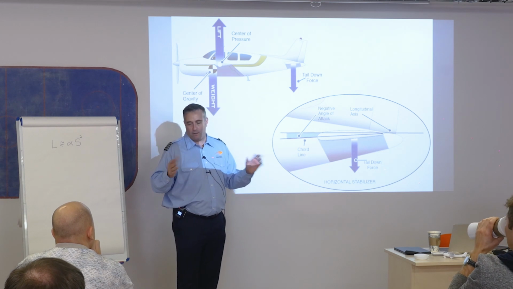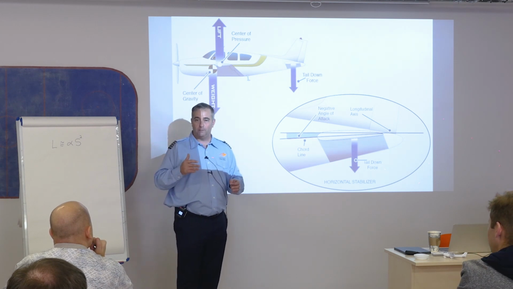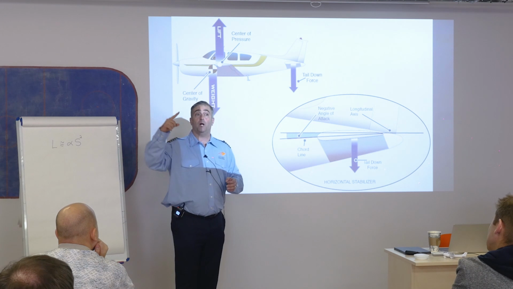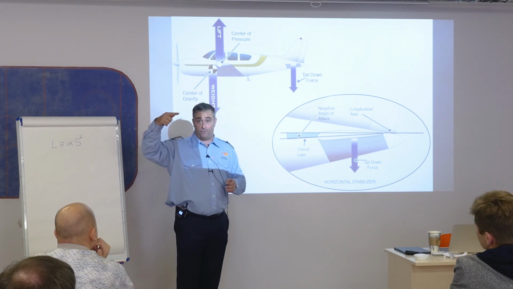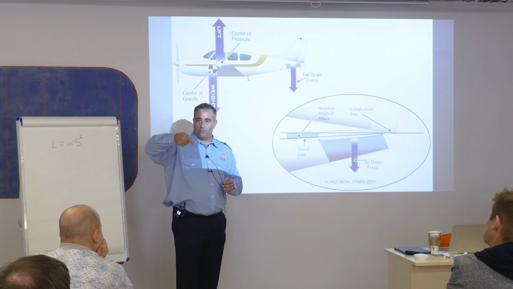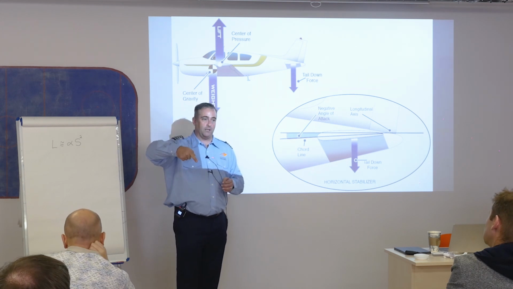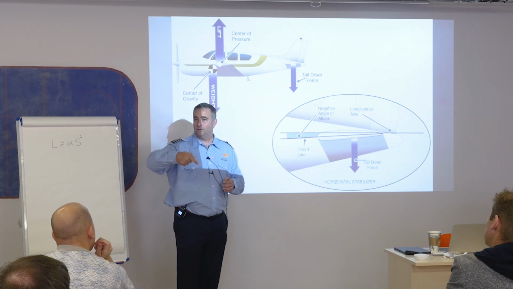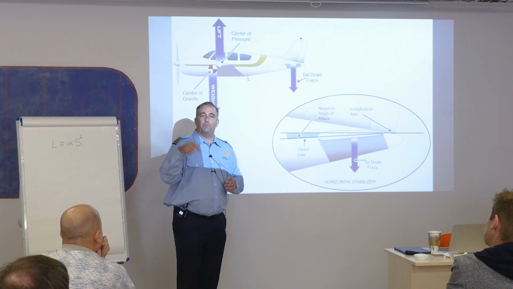Okay, magic, right? No, it's stability. Engineers designed it to be that way. That's called positive static stability, by the way. I wanted a descent, I commanded a descent, and the airplane cooperated. It went in the direction that I desired. Okay, that's fine. What happens when airplanes point downwards?